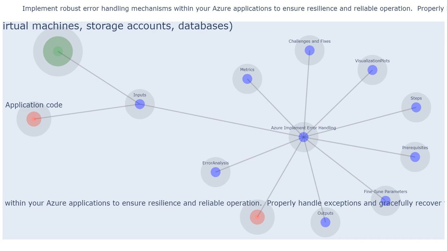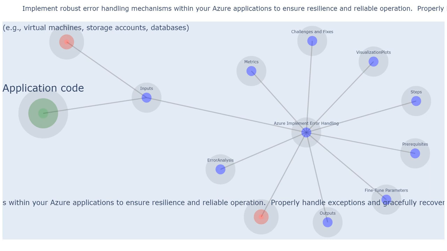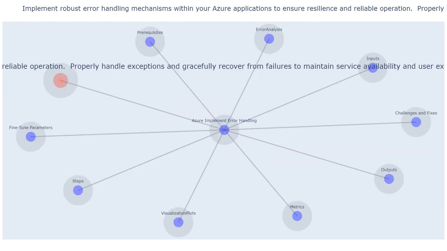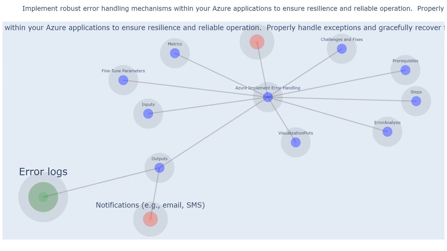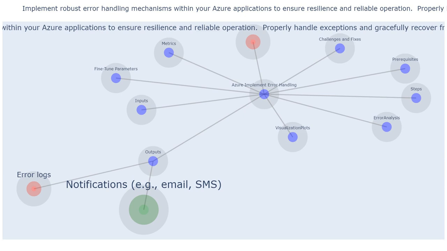Inputs. Azure resources such as virtual machines, storage accounts, and databases that are used by the application. The source code of the application that needs to handle errors. Outputs. Error logs that record details of the errors encountered during application execution. Notifications such as emails or SMS alerts sent to designated recipients when errors occur.